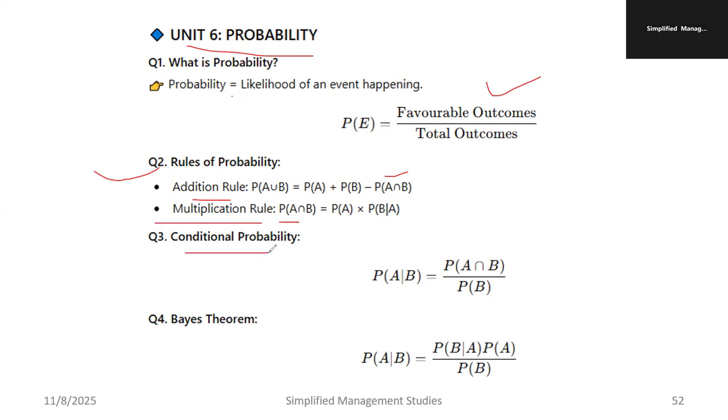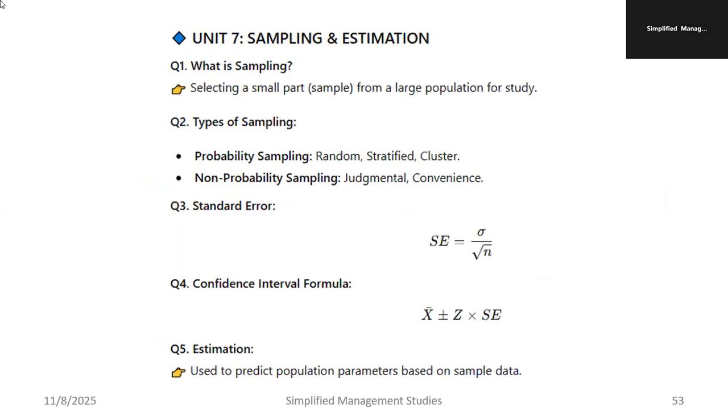What is conditional probability? P of A given B, that is P of A intersection B by P of B. What is Bayes theorem? P of B given A into P of A by P of B. This is called Bayes theorem, which is very important for statistics. Even in machine learning, if you're studying, you'll be studying about the Bayes theorem, especially for linear regression.